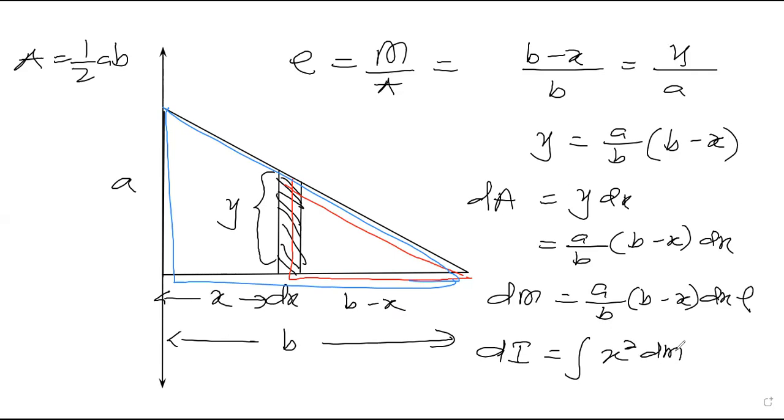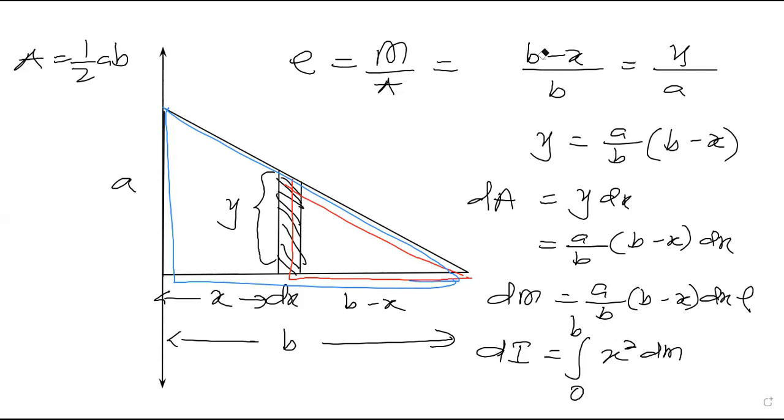So let's substitute the values for dm. Of course, the strips will start from the axis along the side A, and it will end up to here, so it'll be along the length B. So I'll put the limits of integration from 0 to B. Let's do this slowly and steadily. dm is substituted as this.